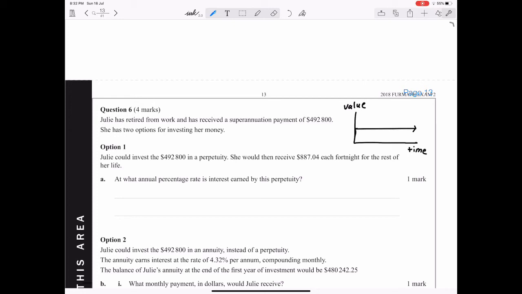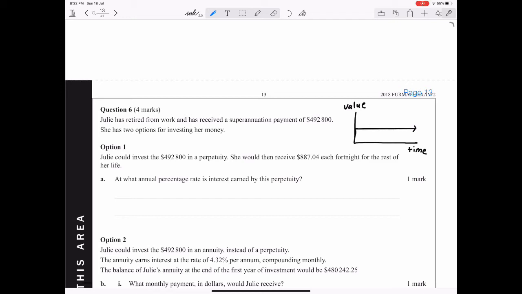Question 6. Julie has retired from work and has received a superannuation payment of $492,800. She has 2 options for investing her money. So option 1, she could invest the $492,800 into a perpetuity. She would receive $887.04 each fortnight for the rest of her life. At what annual percentage rate is the interest earned by this perpetuity?